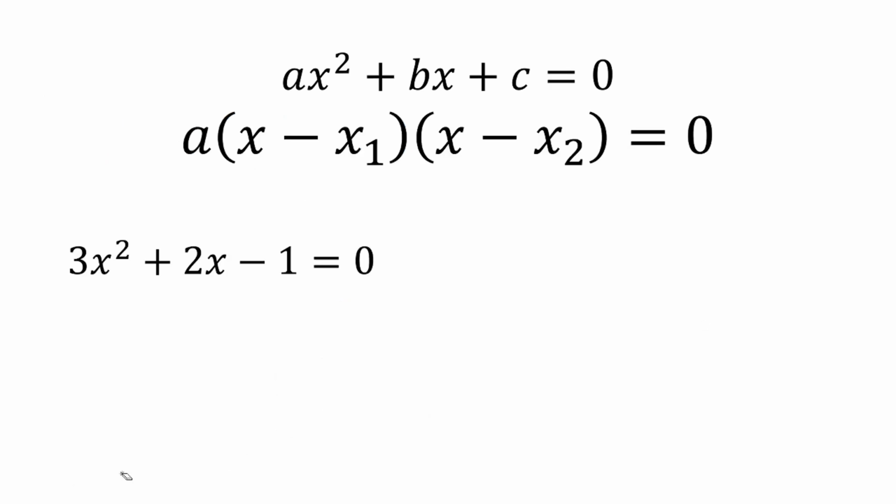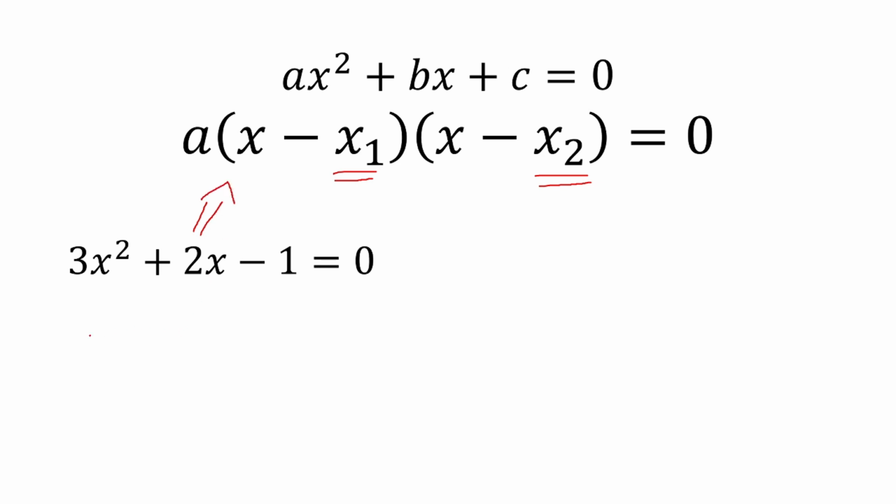Another important thing to mention about the quadratic equation is that you can write any quadratic equation in the form of a, where a is the quadratic term, times, in parentheses, x minus x1, where x1 is the first solution, times x minus x2, where x2 is the second solution, and that all is equal to 0. For example, if we take the equation 3x squared plus 2x minus 1 is equal to 0, you can rewrite that in this equation right over here.